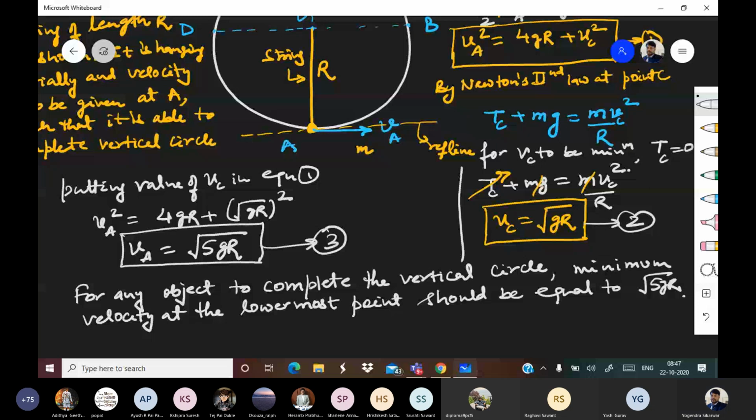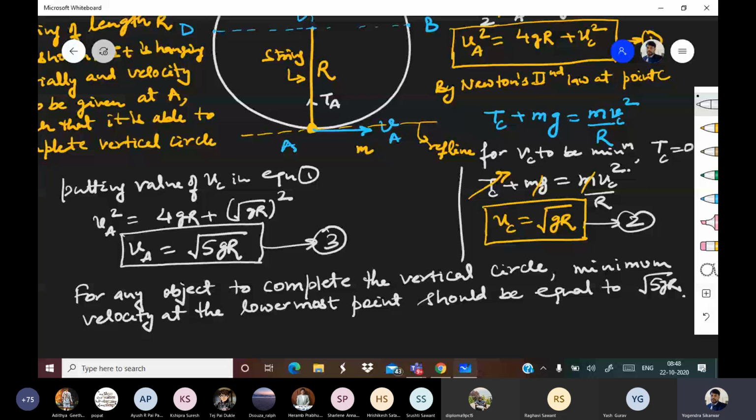Okay, so what do we get as of now? At Tc, tension can be 0, but velocity cannot be 0. Minimum velocity at the topmost point should be root gr. Minimum velocity at the lowest point should be how much? Root 5gr. So VA comes out to be root 5gr. Now let us find out how much the tension is at point A. We have not talked about tension at point A. So let's say TA is the tension at A.